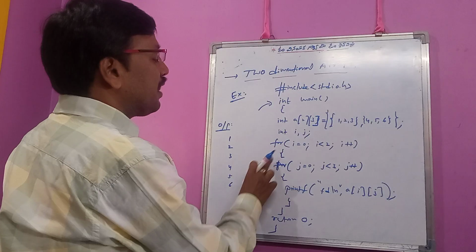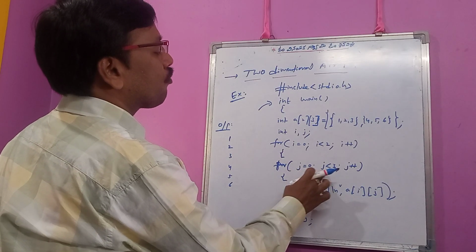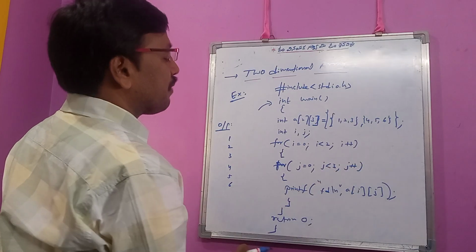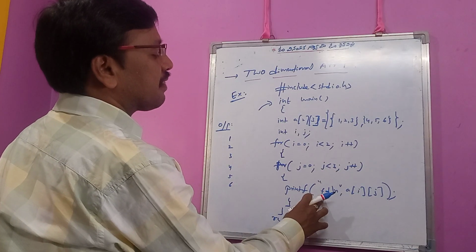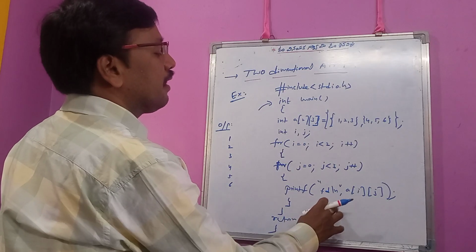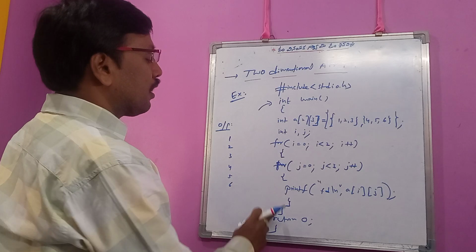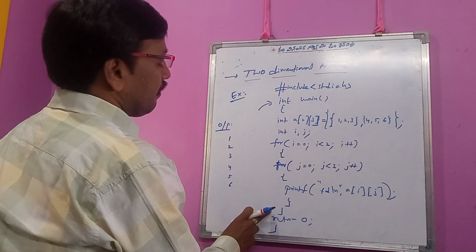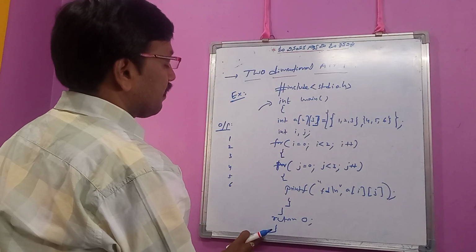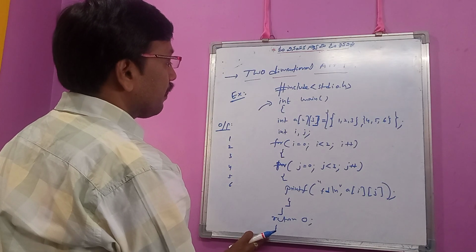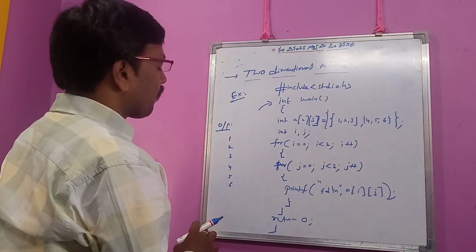Open brace, another for loop, j equal to 0 semicolon, j less than 3 semicolon, j plus plus, open brace, printf within quotation marks percentage d slash n, that is a new line, comma, a of i j, close the parenthesis, semicolon, close the braces. Here also we have the closing, return 0, and the closing of the main function. Now we have the output 1, 2, 3, 4, 5, 6.